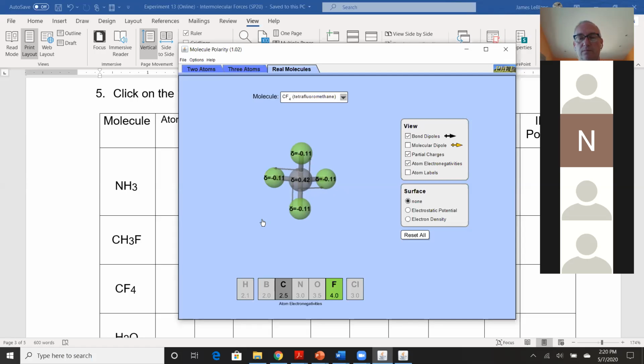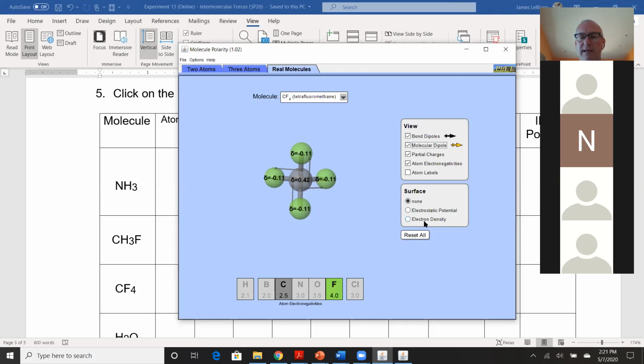Is it 0? No. Yeah, nothing. When I click, see nothing appears because there is no molecular dipole, because we have 4 dipoles pointing in exactly opposite directions. Now this is a perfect pyramid, so they'd all be 109.5 degrees, pointing opposite from each other. So when you add them all together, you get 0.